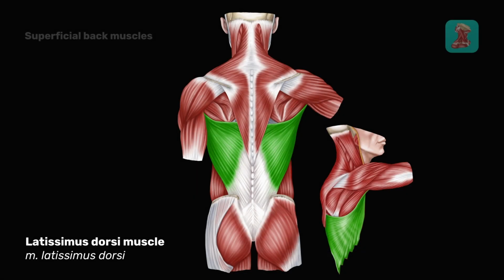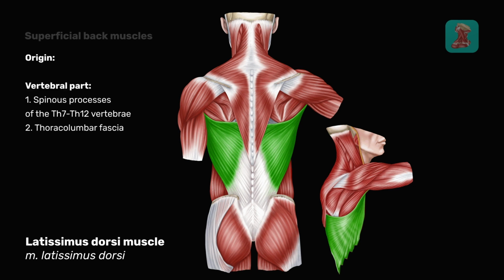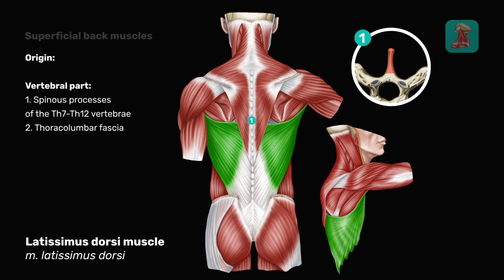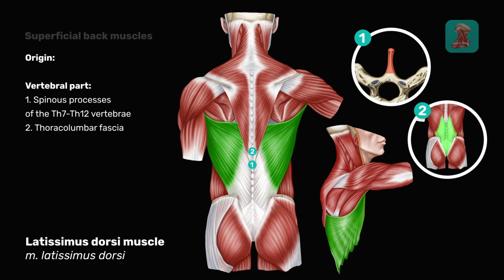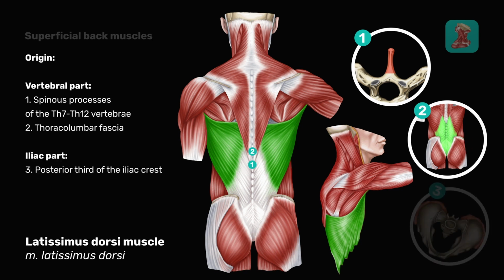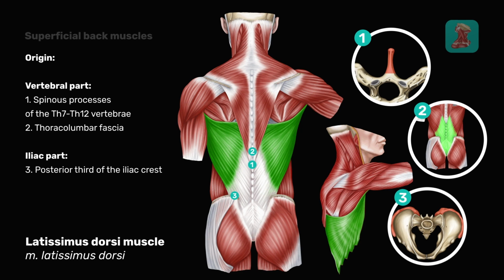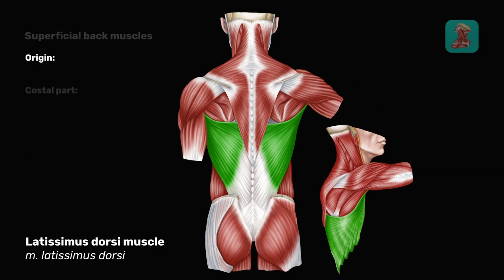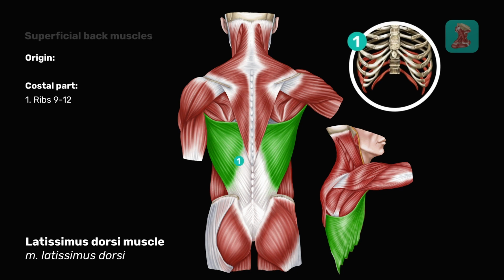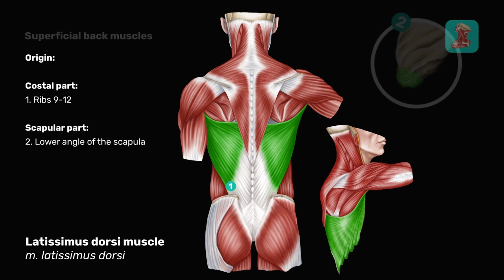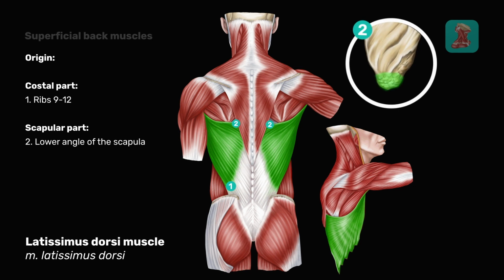The latissimus dorsi muscle. Origin. The vertebral part arises from the spinous processes of the 7th to 12th thoracic vertebrae and the thoracolumbar fascia. The iliac part arises from the posterior third of the iliac crest. The costal part arises from the ribs 9 to 12. The scapular part arises from the lower angle of the scapula.